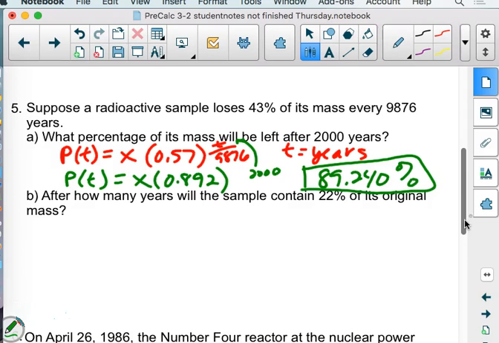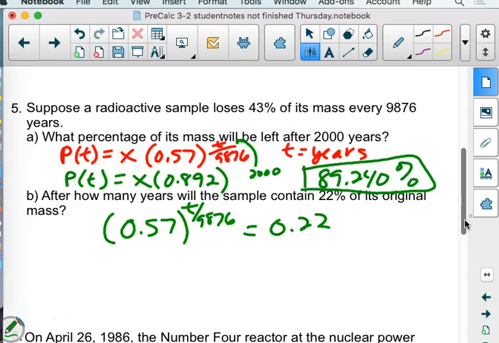So the next one says, after how many years will the sample contain 22% of its original mass? Okay, well, we just found out that we don't really need the x. What we need to know is, when is this going to be at 22% of its original mass? Well, I can't use 22 over there, because when you take something that's a percentage and you put it in an equation, what would we change it to? 0.22.